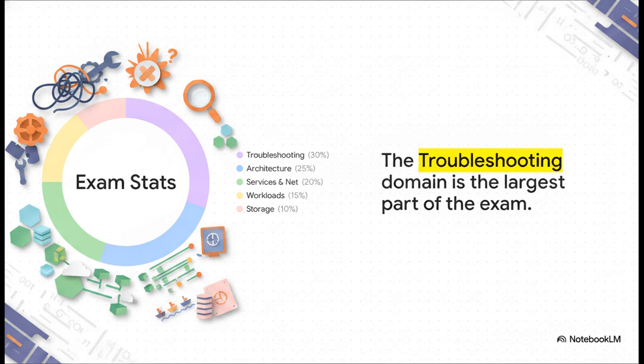What does that mean for you? Well, it means you can't just know how to build a cluster from scratch or deploy an app perfectly on the first try. You absolutely must know how to fix it when things go spectacularly wrong. You've also got cluster architecture making up a solid 25%, followed by services, workloads, and storage.